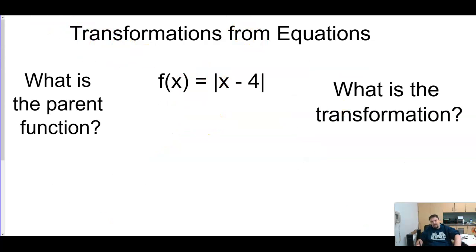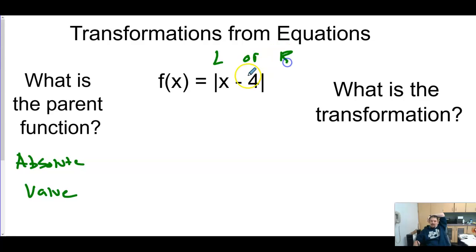Let's look at a few of these examples. So first off, what is the parent function? Well, I have these absolute value bars here, which means this is an absolute value function. Okay, so what happened? Well, notice there's a minus 4, and it's on the inside of these absolute value lines, which means the inside lies. So the inside tells me whether I'm going left or right. You see a negative, you might think left, but nope, it lies. So we're actually going to go to the right, and we're going 4, because that's what the minus 4 means.